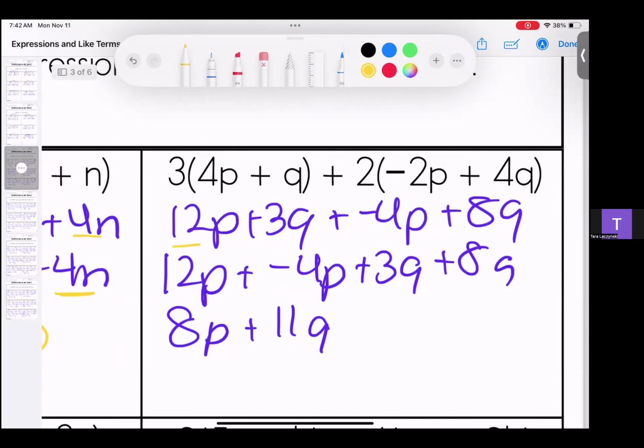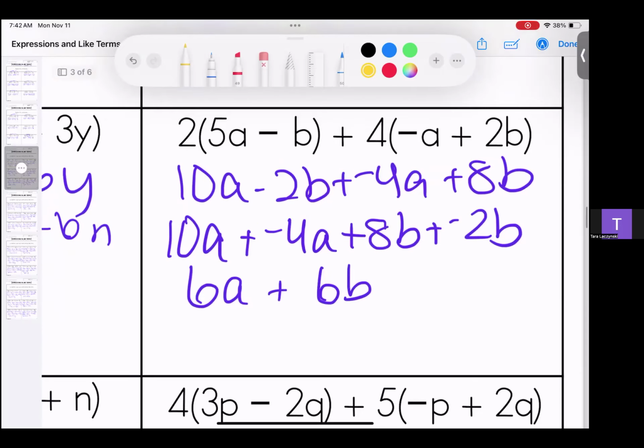Over here we have 12p, 3q, negative 4p, and 8q. Like and like, 12p and negative 4p, 3q and positive 8q. 12 minus 4 is 8, bigger number is positive, and then 3 plus 8 is 11. They're both positive. Down here, 5 times 2 is 10, 2 times 1 is 2, 4 times 1 is 4, 4 times 2 is 8.